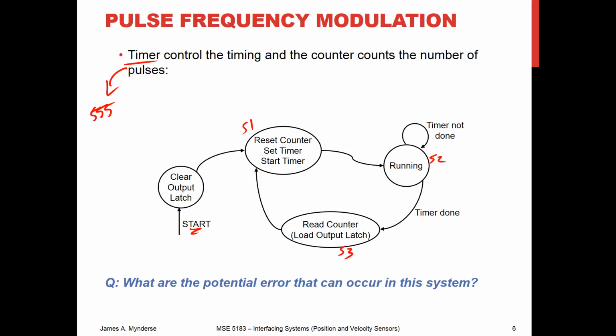So what could go wrong with this? Well, we're setting a fixed length of time, and so it's possible that we could get a whole bunch of counts for a block moving really fast. And if that happens, then our output latch could overflow, and then we're not counting accurately anymore. Or, if we're dealing with a really slow block, and we've got this time that we're setting aside, we could end up with too few counts, which would lead to inaccuracy.